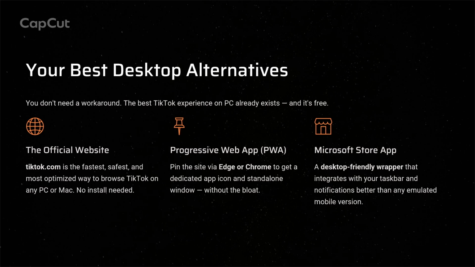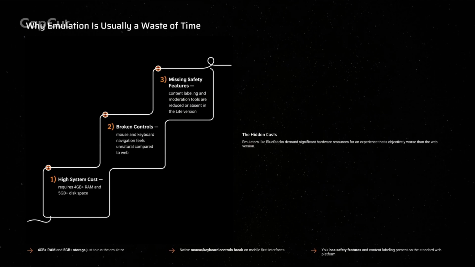Just type in tiktok.com. It's the fastest, safest, and most optimized way to browse TikTok on any PC or Mac. No install needed. Progressive web app: in Edge or Chrome, you can get a dedicated app icon and standalone window without the bloat. Microsoft Store app: a desktop-friendly wrapper that integrates with your taskbar and notifications better than any emulated mobile version.